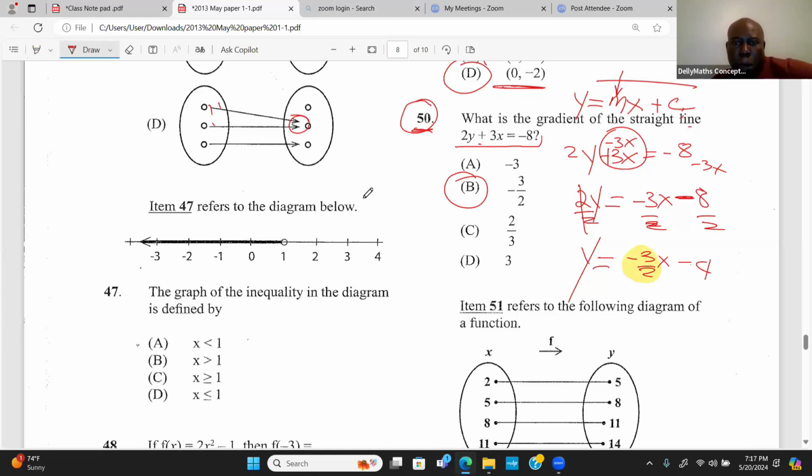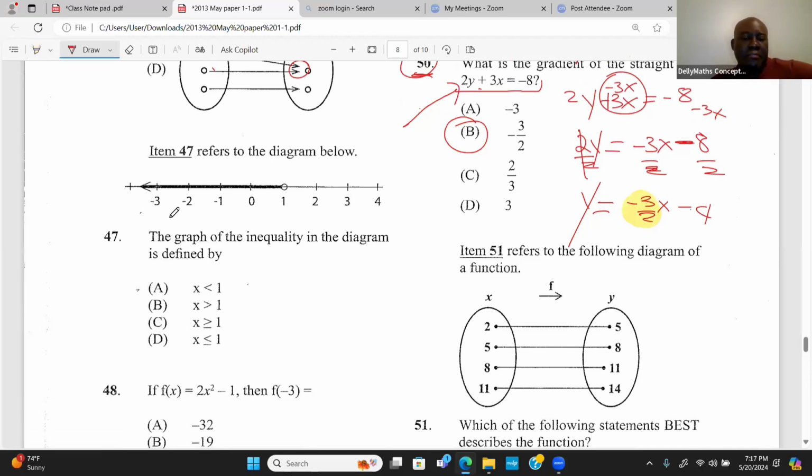All right. So the basic idea is that in this question here, you're only required to make y the subject, and that's called transposition. You remind yourself of how to do that. 47. All right, so we can jump to 47 here.